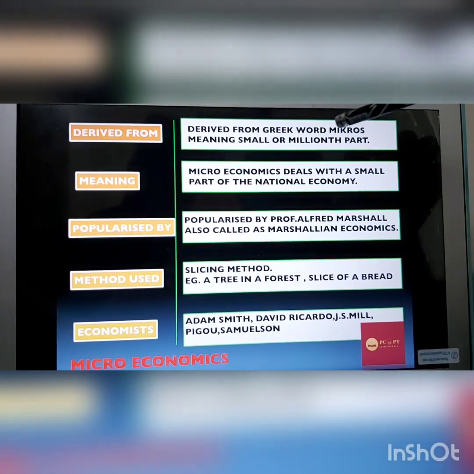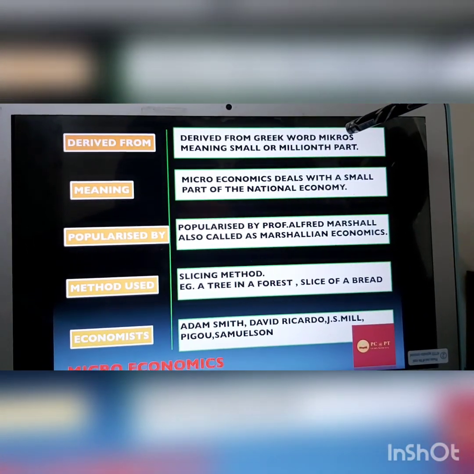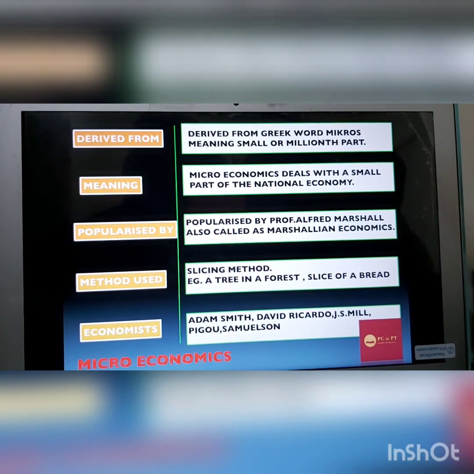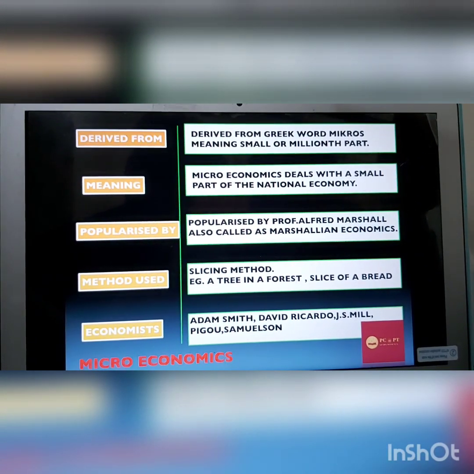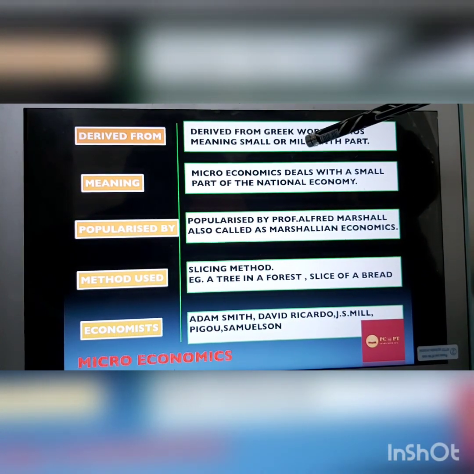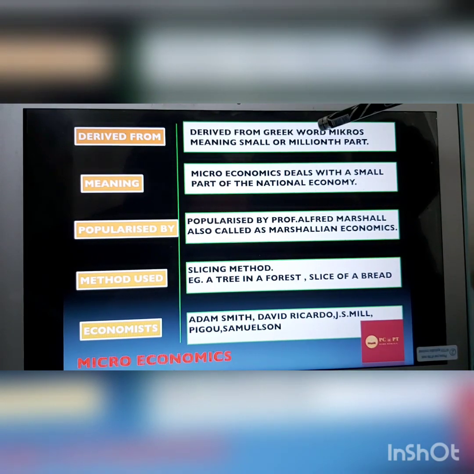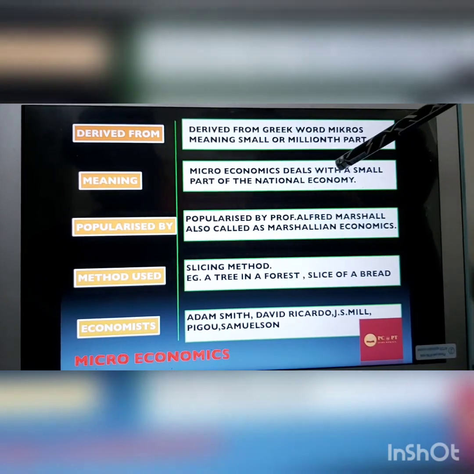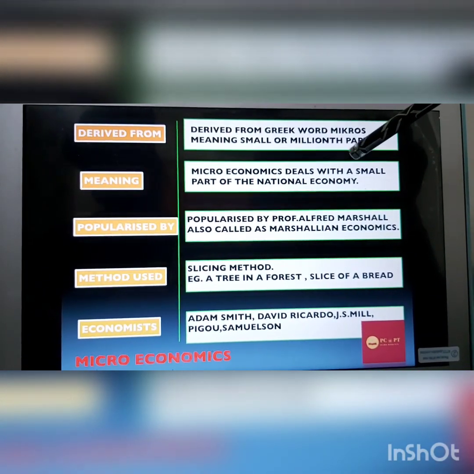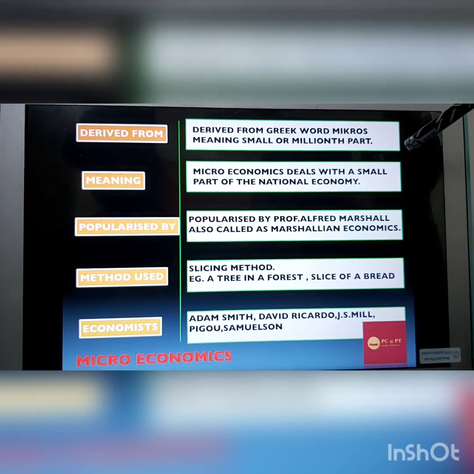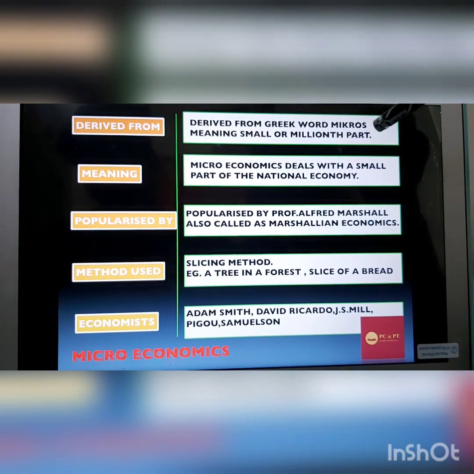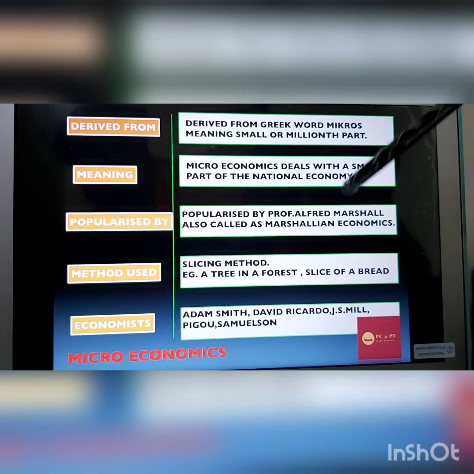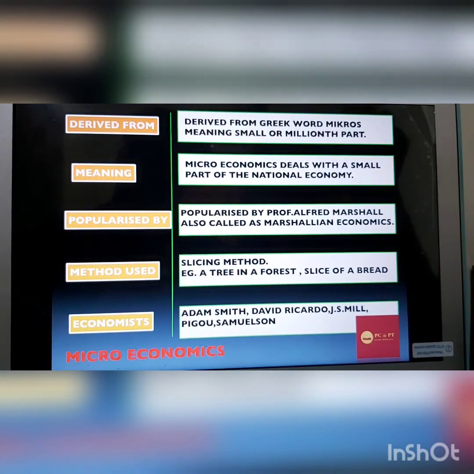The word microeconomics is derived from a Greek word mikros. Please take care of the spelling. Word mikros. It means small or millionth part. So I have given you the example, one household, price of one particular product. So that is your microeconomics. So it is called millionth part or small. This particular definition is already seen. Now let us understand the meaning. Microeconomics deals with small part of a national economy. Small part. They consider one household as a small part of an economy. They consider price of one product a small part of an economy.